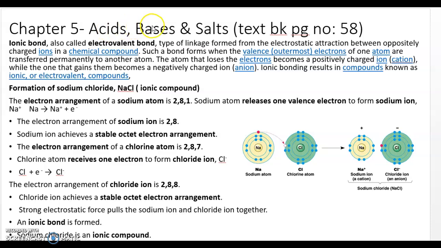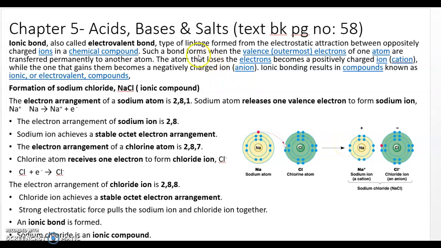All acids, bases and salts are ionic compounds. Why? Because they contain ions. So how is the ionic bond formed? Ionic bond is also called an electrovalent bond. How is such a bond formed? When a metal and a non-metal combine, they form an ionic compound.